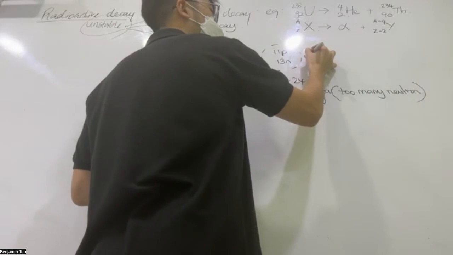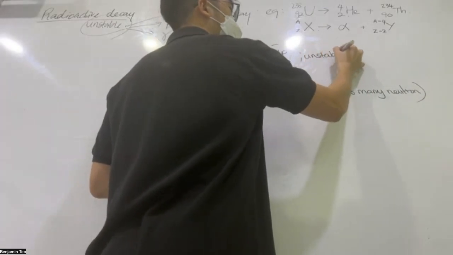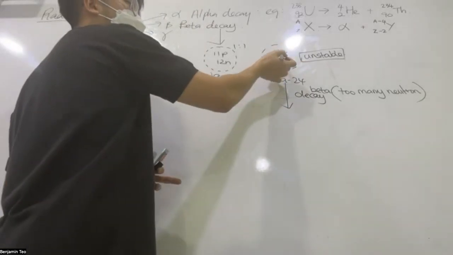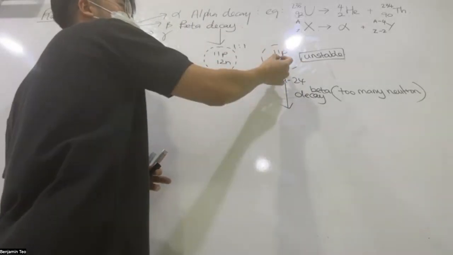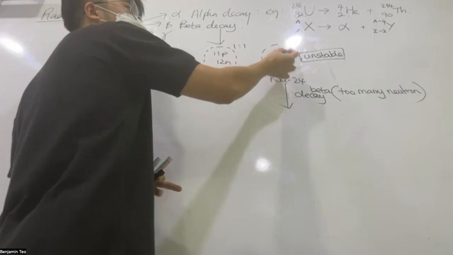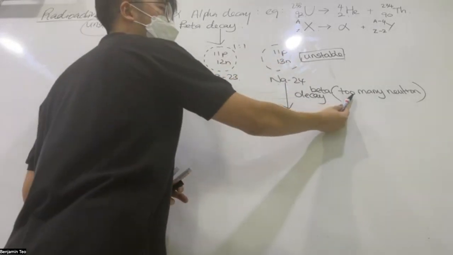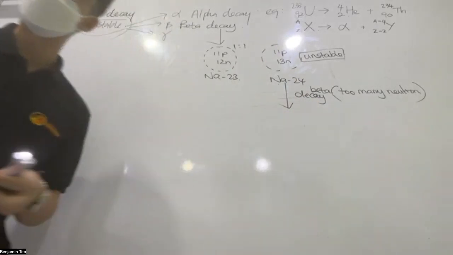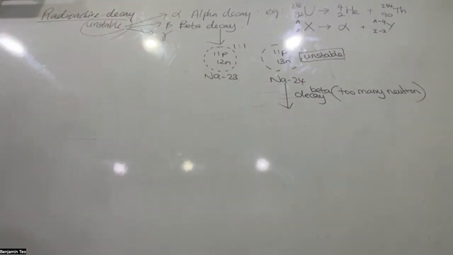First, it has to be unstable. How does it become unstable? When one has more than the other. So here you have 2 extra neutrons, which makes it unstable, and it will undergo beta decay. So what happens in beta decay is this.